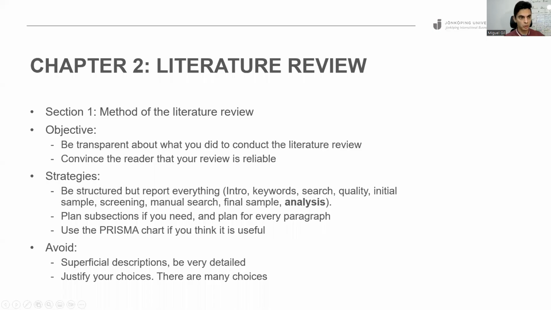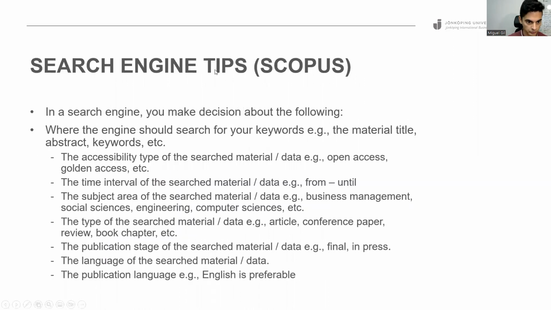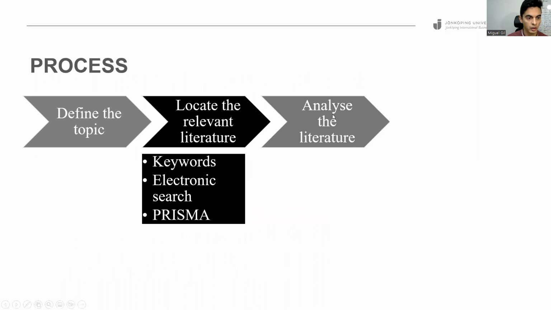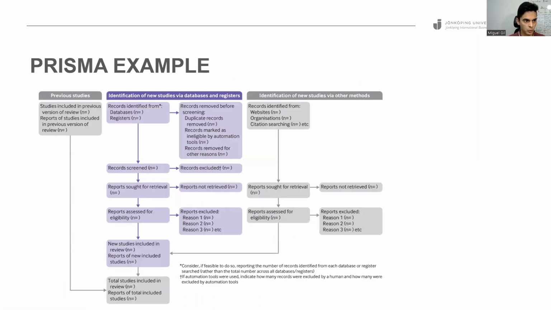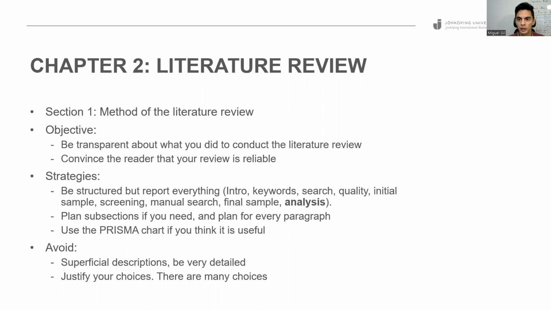Okay, so to conclude this part of the process, let me go back to the process. It is this: locate the relevant literature, and we talk about keywords, electronic search, and the Prisma strategy. So when you finish with all of that, it will appear in chapter 2, section 1. So chapter 2, literature review, section 1, method of the literature review.